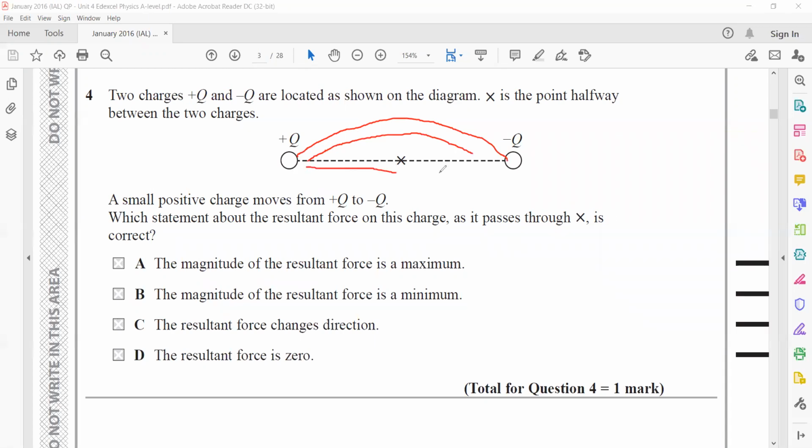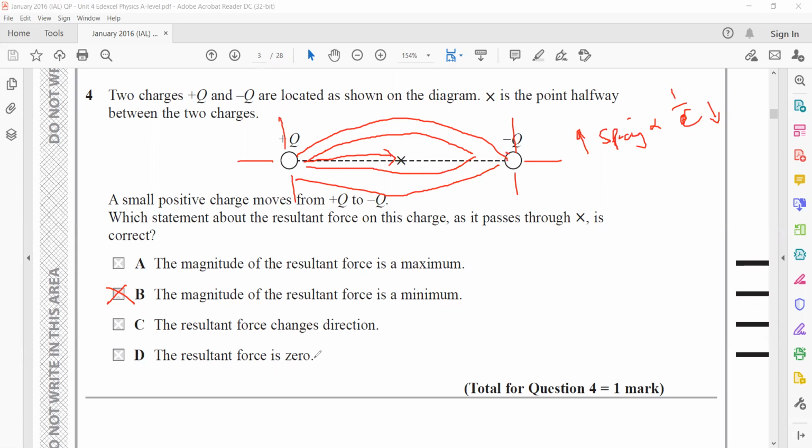You can clearly see the spacing between the field lines is increasing, so it means the strength is decreasing, because the spacing between the field lines shows the strength of the electric field. So as the spacing increases, the strength of the electric field is decreasing. When we move from plus Q to minus Q, the strength of the electric field or the force will decrease. The magnitude of the resultant force will not be zero because there are still field lines, so it will experience a force, but the strength will decrease. That's why it will be minimum at this point X.